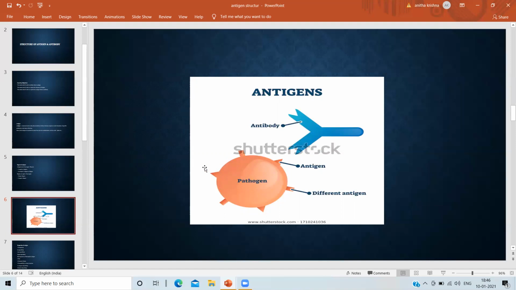So for example, if you take this as an antigen, you have 1, 2, 3, 4, 5, 6 epitopes. Out of 6 epitopes, only 2 will be functional and the remaining 4 will be non-functional. So 2 functional plus 4 non-functional will give you the complete number of valencies. This is the basic structure of your antigen and antibody and how they react with each other.